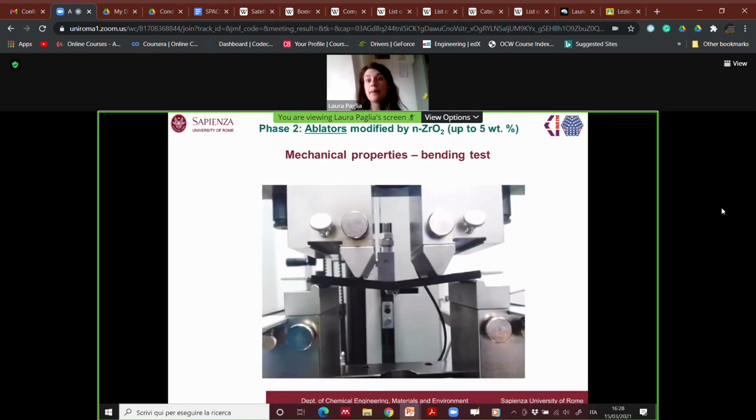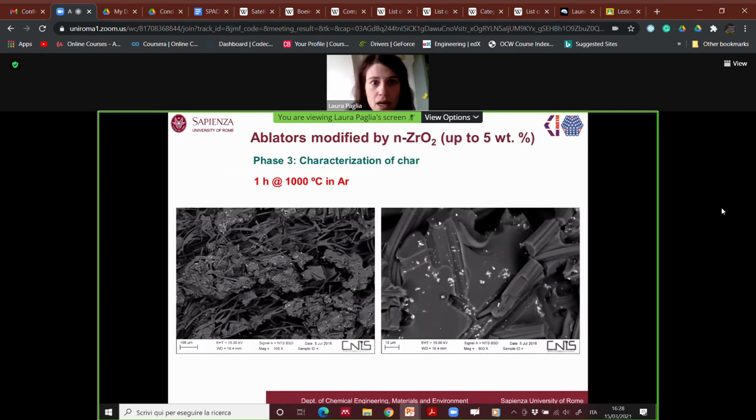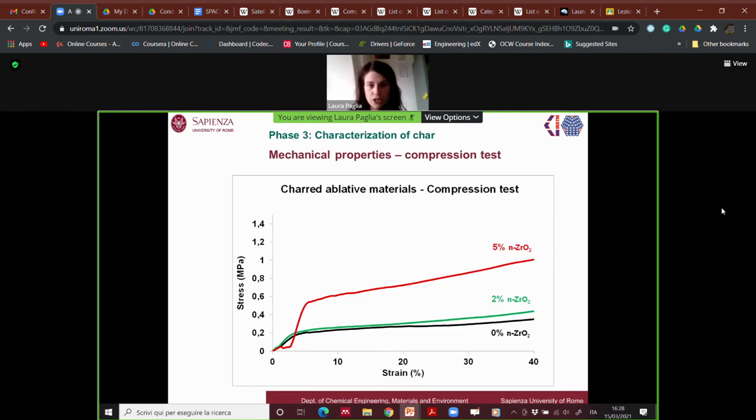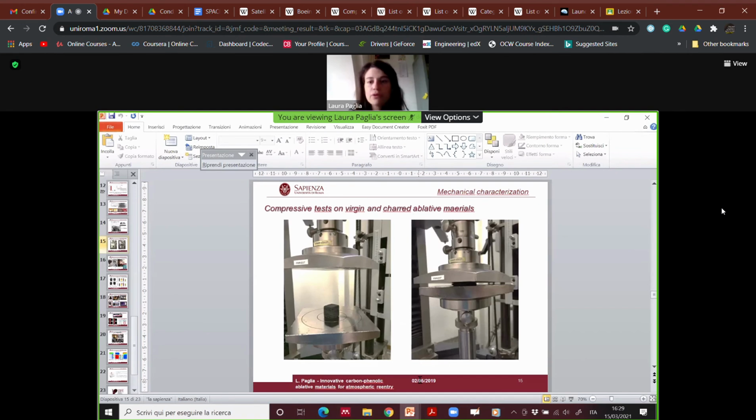Then we obtained some samples of this kind. We tested them with the 4-point bending test. And also in this case, we obtained the best results with the 5% of nanoparticles inside the material. Okay, obviously we characterized also the char, not only the virgin material, but also the char, which is very important. In this case, we had a compression test. Maybe I have here a photo of the compression test, just to let you understand how the compression test could be performed.